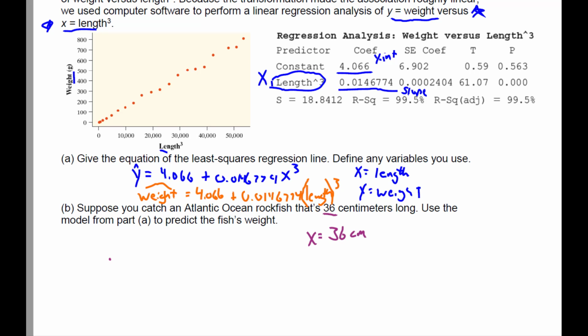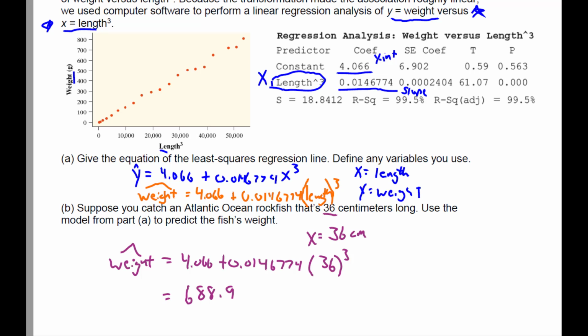We know that our weight, our predicted weight value for this, is this equation right here that we just wrote out. So the 4.066 plus the 0.0146774, and then this times our x value they told us was 36. We're going to cube it. And when I did that on my calculator, this should give us 688.9 grams.